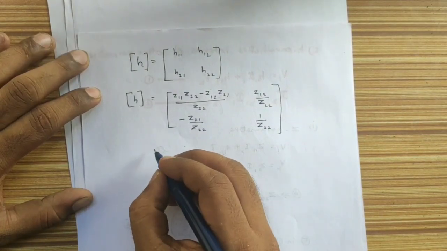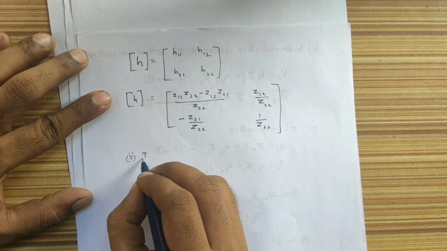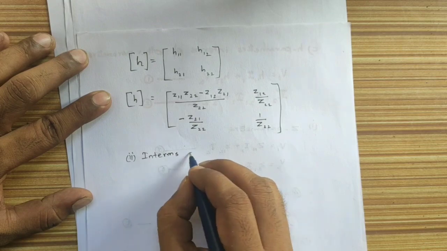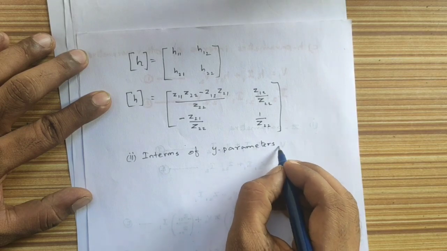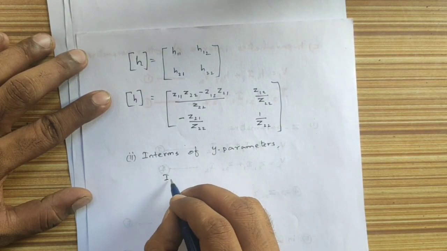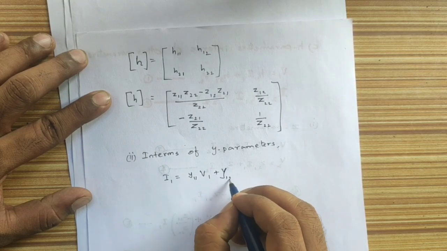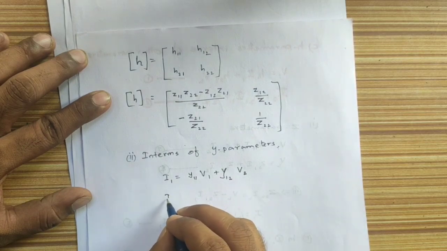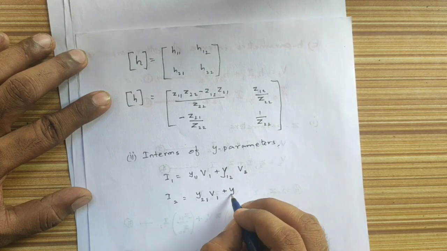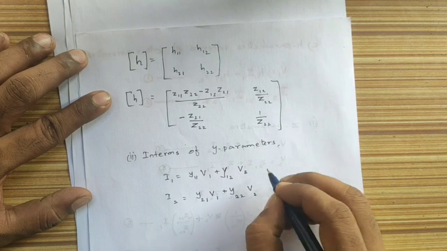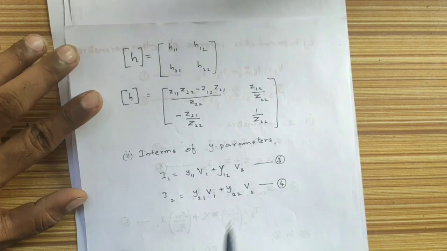Now the next one is H parameters in terms of Y parameters. For that I am going to take the Y parameter equations. They are nothing but I1 equal to Y11 V1 plus Y12 V2, I2 equal to Y21 V1 plus Y22 V2. This is equation number 3 and this is equation number 4.